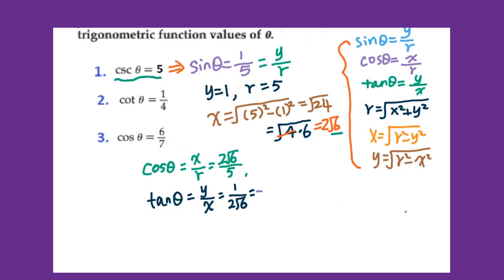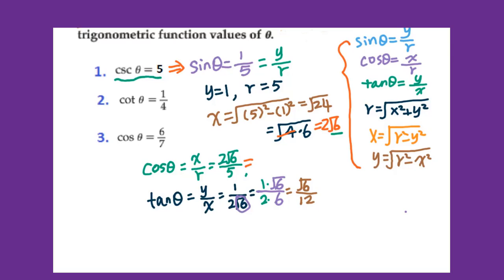Therefore, for square root of 6, I will get the square root of 6 over 6. Then I carry on this 1 and I carry on this 2. You will get square root of 6 over 12.